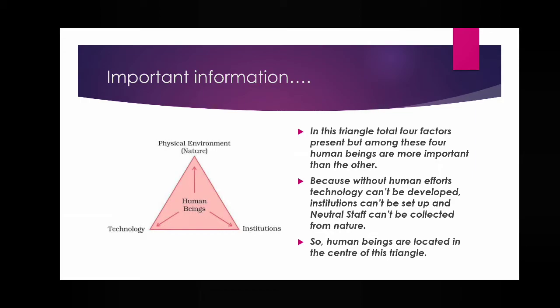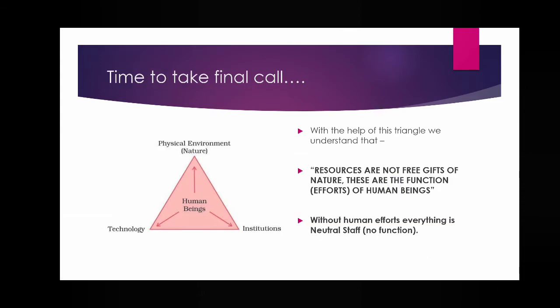This is already discussed, why human beings are in the center, that is already told. Now come to the next. So with this triangle, one more thing we can decide, that resources are not free gifts of nature. Already we have discussed this in previous slides also. Now here also again you can come to the conclusion that resources are not free gifts of nature. How can you prove it by this triangle? Take a look.